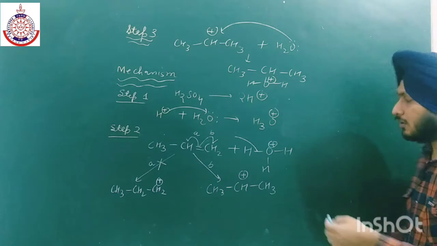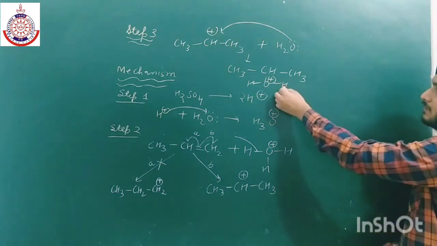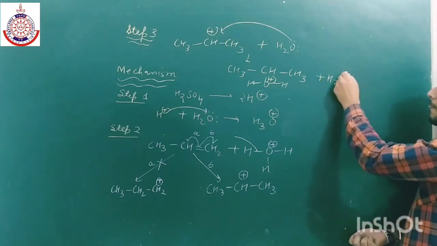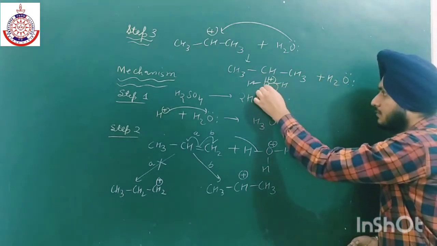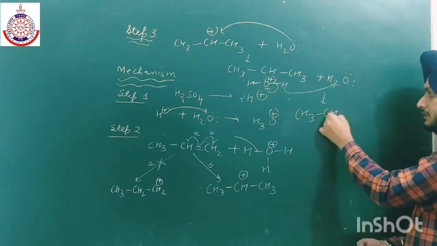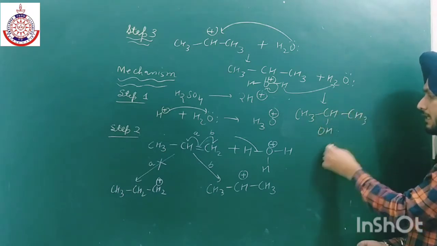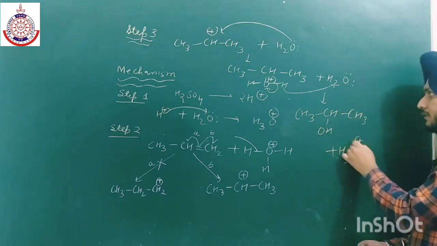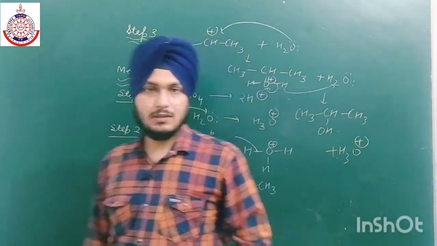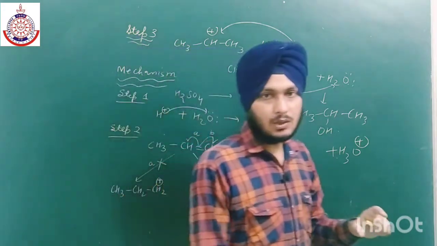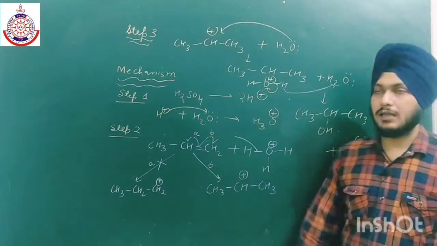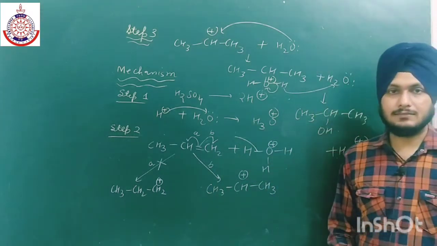Again another water molecule will react, and it will abstract this hydrogen. This hydrogen will shift over here, and we will get the product CH3 CHOH CH3 and H3O positive. This proton will be removed. This is the third step. So this is all about the preparation of alcohol from hydrocarbon, and the first method is hydration. So note this down once, then we will move on to the next method.